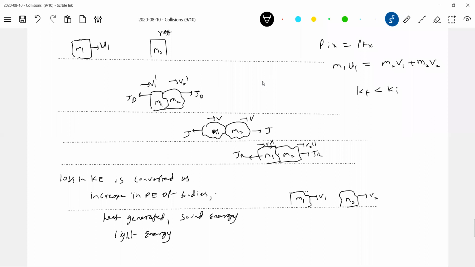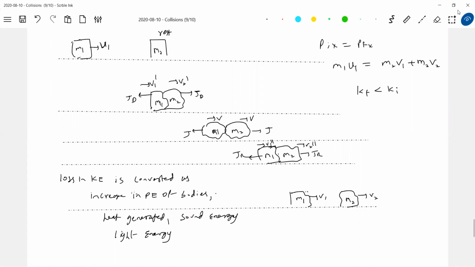So in inelastic collision, the loss in kinetic energy can be converted into an increase in potential energy of bodies. You can see some deformation is retained, or some sound will come. Just throw a stone or any object. I'm dropping my mobile. Why did sound come? Inelastic collision occurred. The decrease in kinetic energy got converted into sound energy. It will be generated.